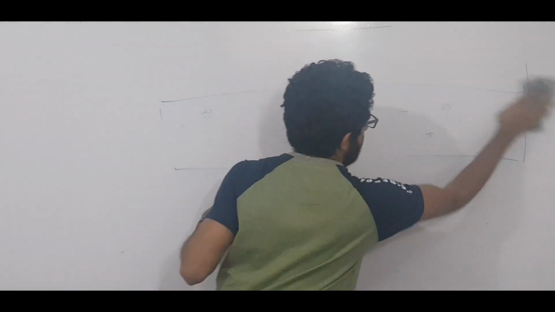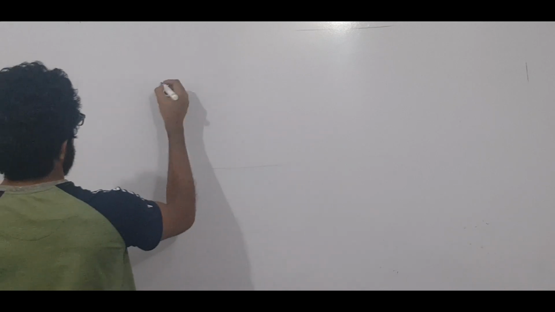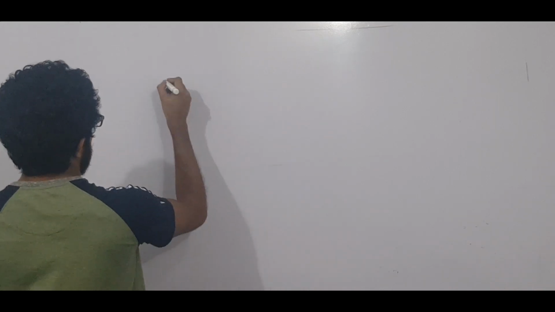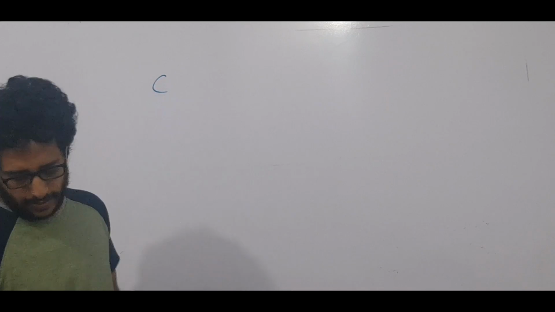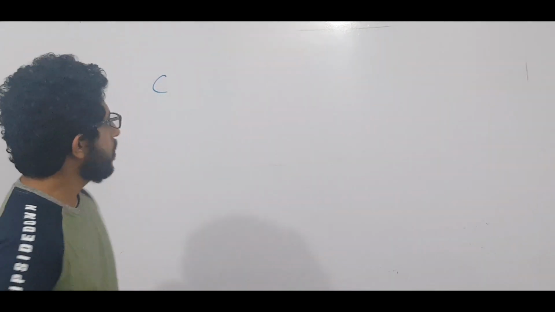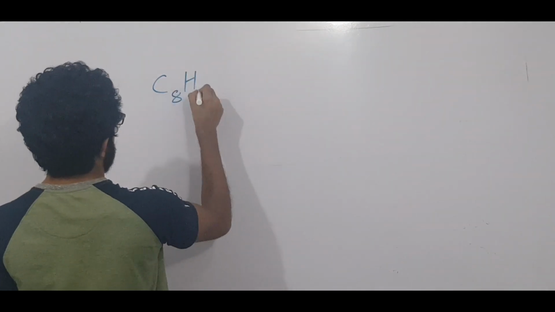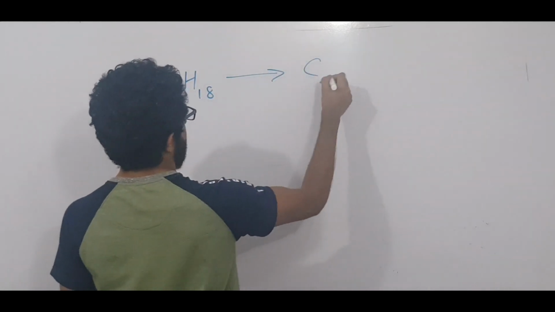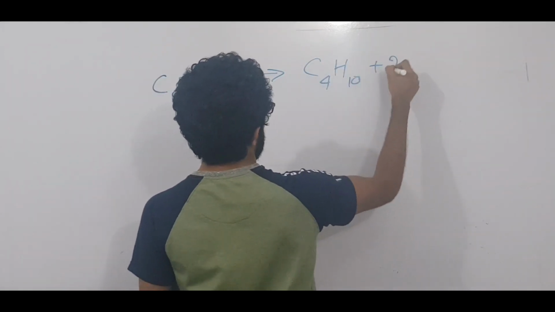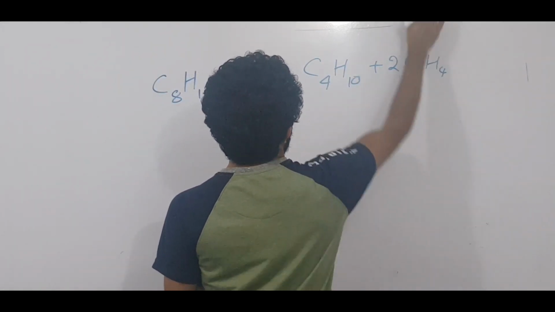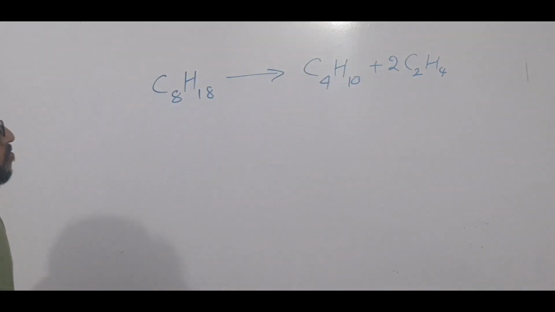So example number 2 is, let's assume we are going to find the enthalpy change of a cracking reaction. So let's say C8 octane, C8H18, undergoes cracking to produce C4H10 plus 2 into C2H4. So this is the reaction you have been given.